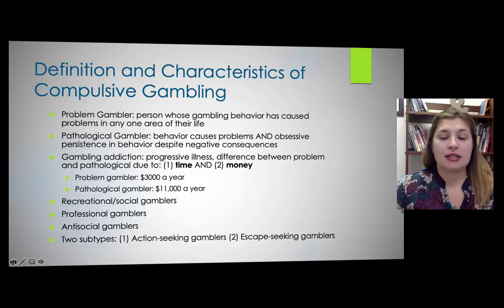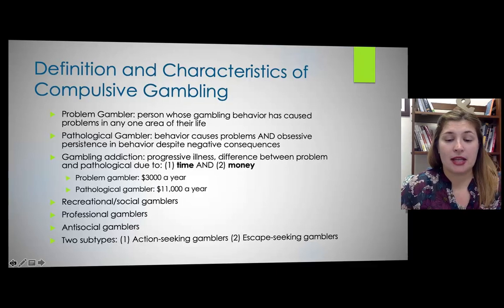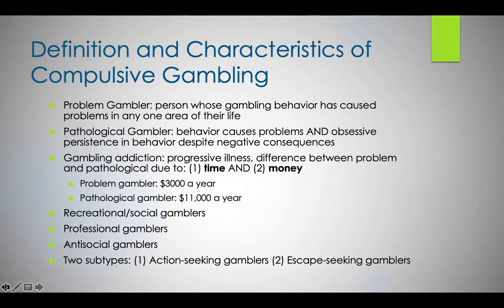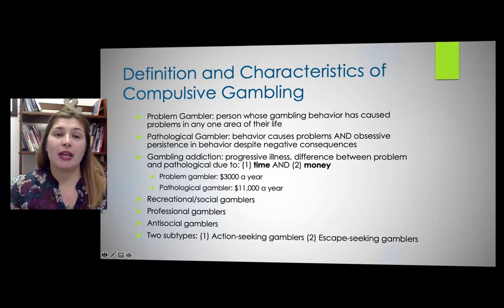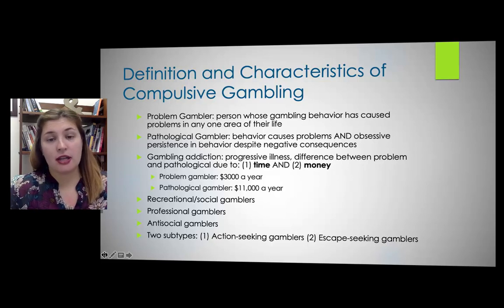Pathological gambling is when a person's behavior causes problems in several areas of their life and becomes an obsessive persistence in the behavior despite the negative consequences that are occurring. An individual who has a gambling addiction will have a progressive illness, and there is a difference between problem and pathological gambling due to two things. One is time, and two is money. A problem gambler may spend $3,000 a year on average in gambling, whereas a person with a pathological attachment to gambling will spend over $11,000 on average a year.